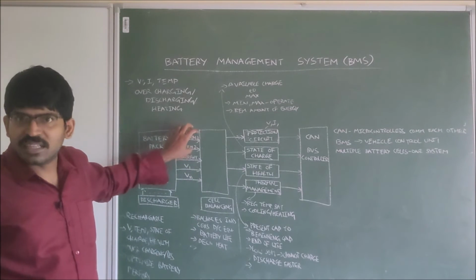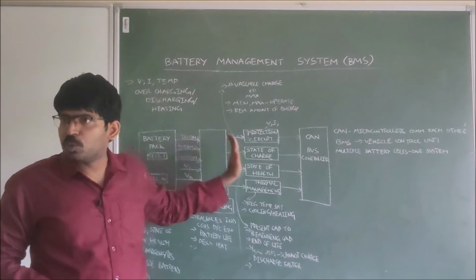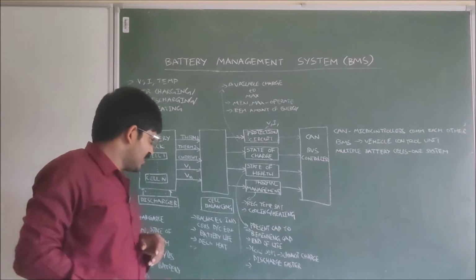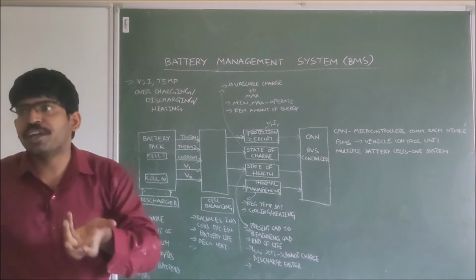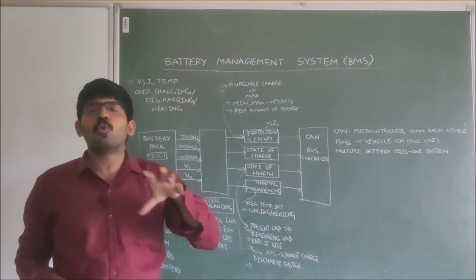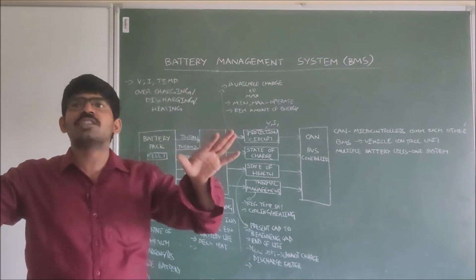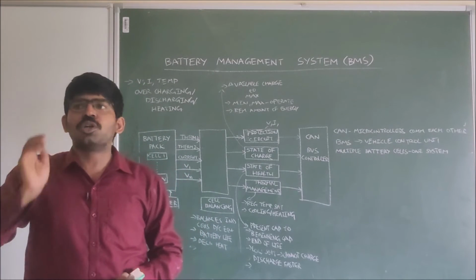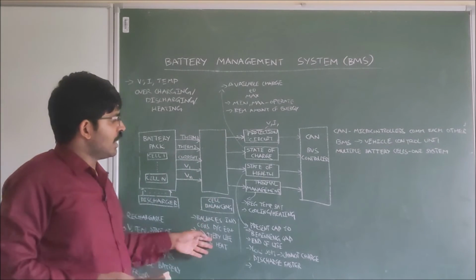The temperature information and voltage information, we are passing to the cell balancing unit. Now the cell balancing unit checks which particular cell is getting more heat, and which particular cell is getting more voltage. Now it will try to balance so that all the cells charge equally and all cells discharge equally. That can be achieved by using the cell balancing.